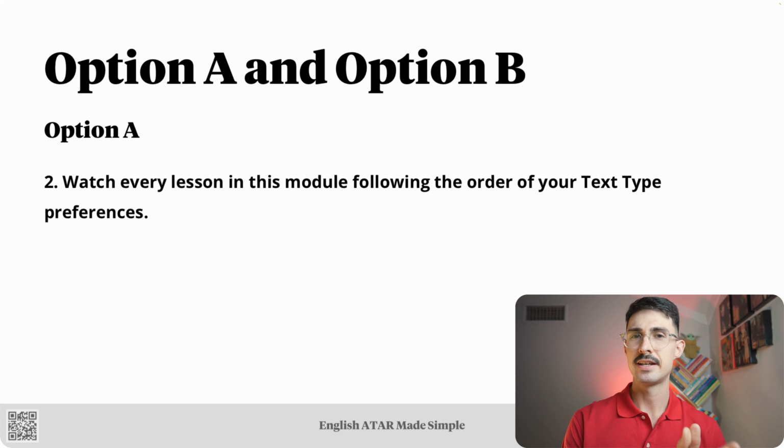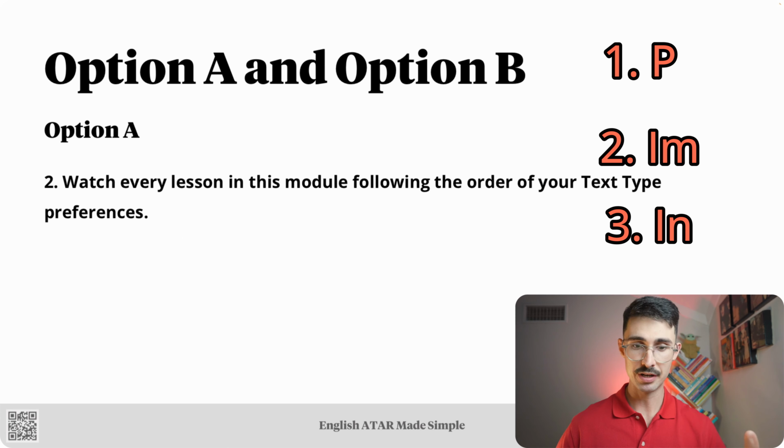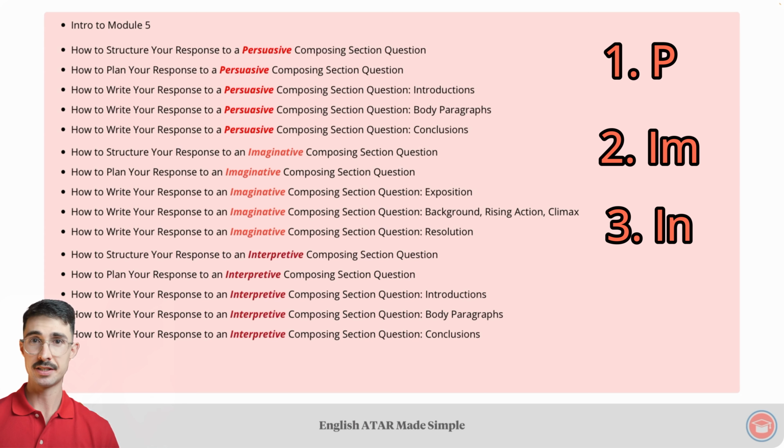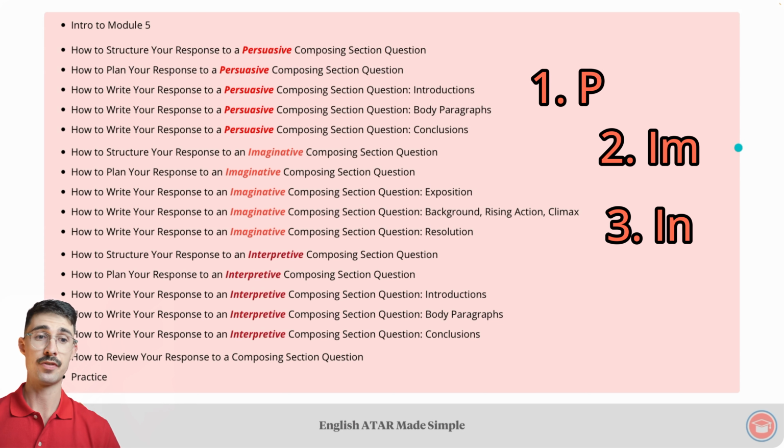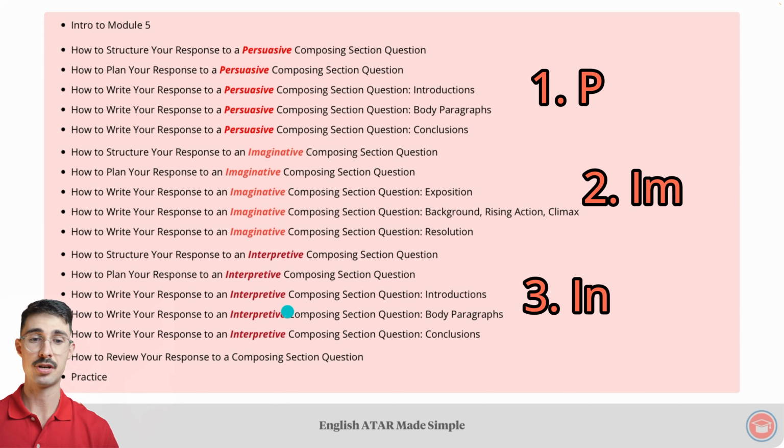So because Elaine's text type preferences were persuasive, imaginative, and interpretive, once Elaine finishes this lesson and its activities, she'll move on to the next block, which is about persuasive text. Her second block will be about imaginative text, and her third block will be about interpretive text, finishing with the same 2 final lessons in this module.